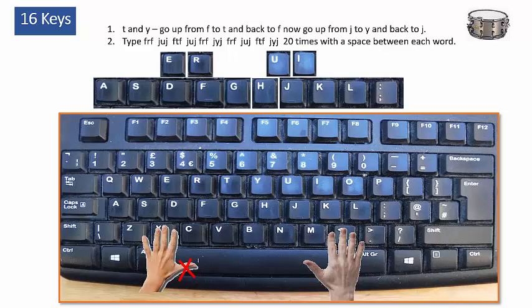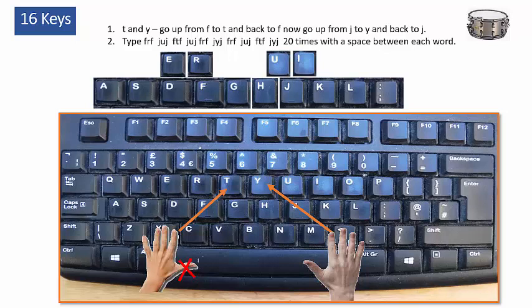Now, this time we've got two more keys. The T, which is next to the R and above the F, and the Y, which is above the H and typed with the J finger. So you're going up from the F to the T and back, and the Y from the J to the Y and back. It's a long stretch, that.